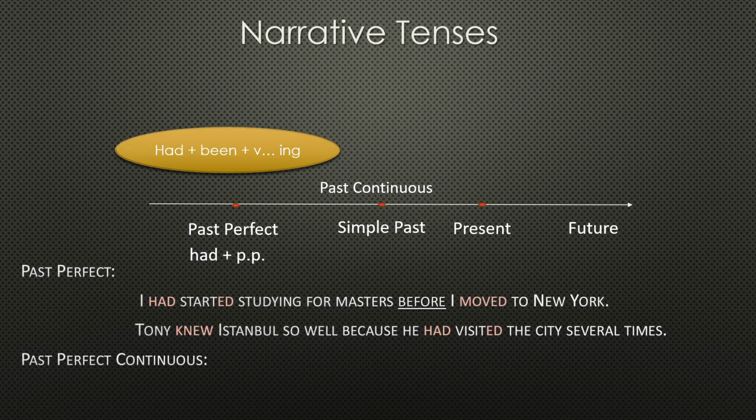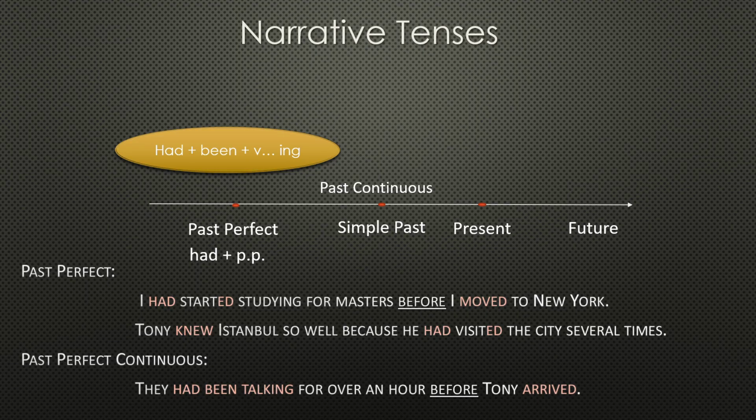We want to show that one action in the past was in progress before another action started. They had been talking for over an hour before Tony arrived. So before Tony arrived, one action was in progress. What was that? Had been talking. And because it was in progress, instead of the simple version of past perfect, we use past perfect continuous.